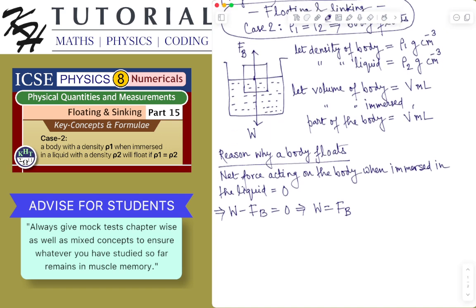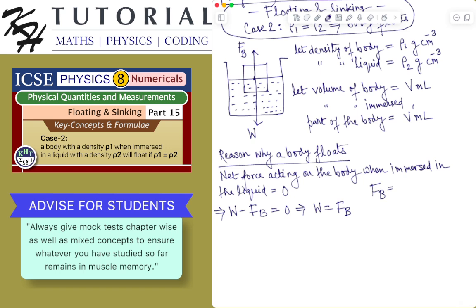Okay. Now, what is the buoyant force? We have considered that the volume of the body which is immersed in the liquid is V dash ml. So, the buoyant force Fb is equal to the weight of the displaced liquid, which is equal to the mass of the displaced liquid gram force.